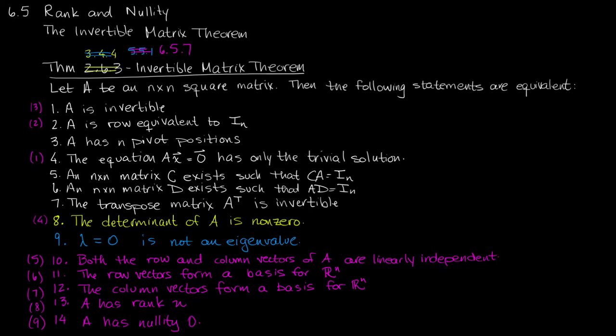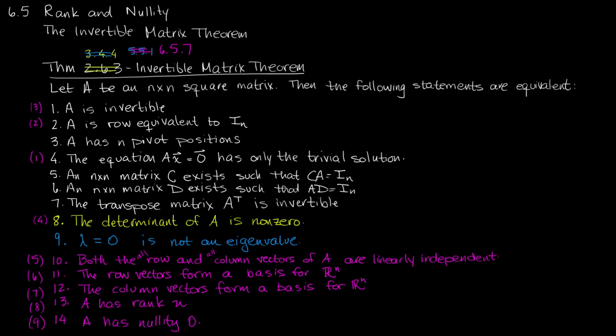And by this we mean all column vectors, all row vectors. So we have n column vectors, we have an n by n matrix, right? So we have n column vectors and n row vectors. If all of the column vectors of A are linearly independent, it must be true that A has rank n. If A has rank n, it must be true that A has nullity 0, because the rank plus the nullity has to equal the number of linearly independent vectors.